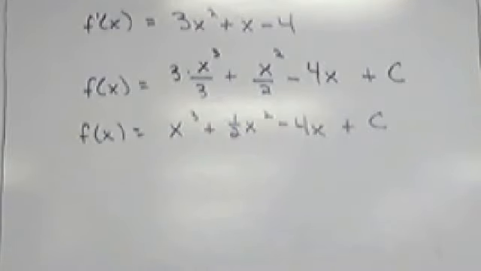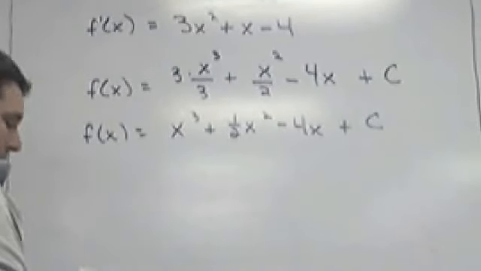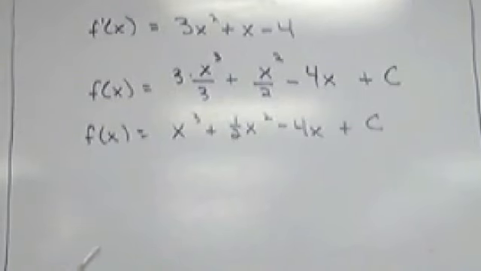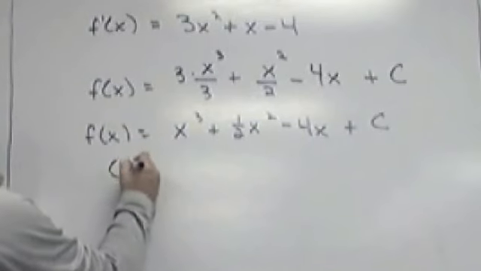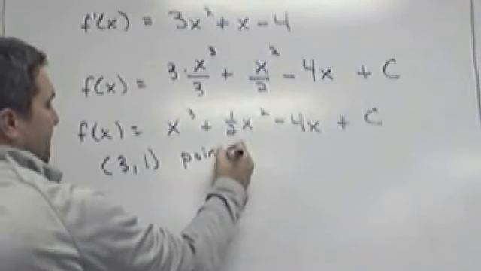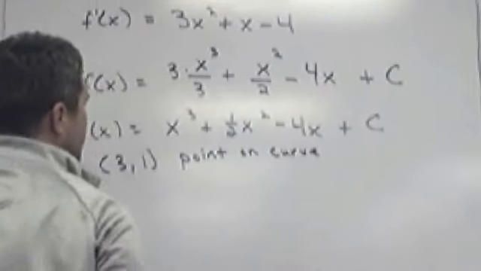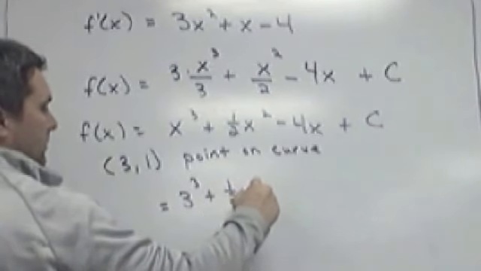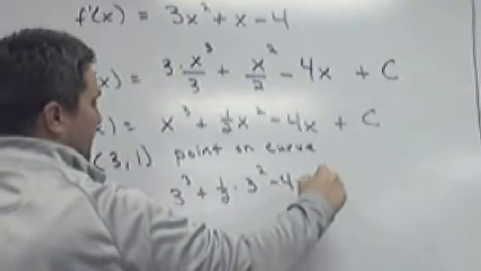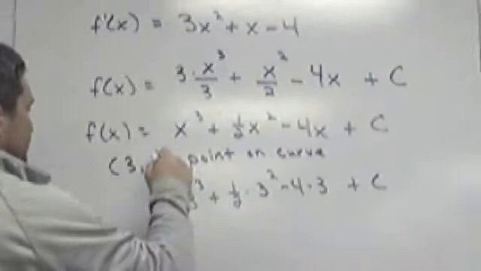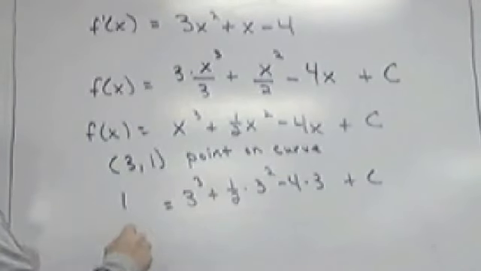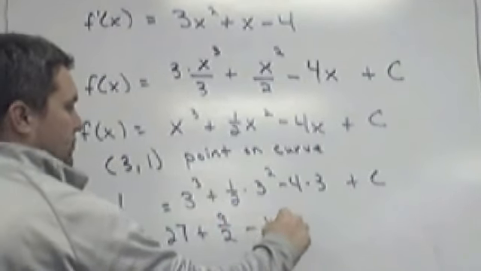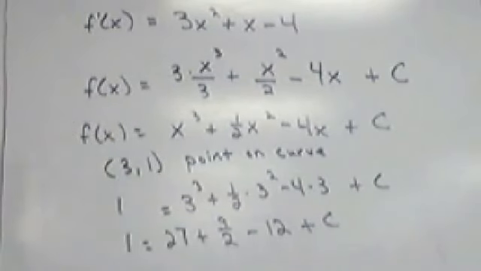All right, now let's find the particular equation, the particular solution. We have to be given a point. And it says 3, 1. 3, 1 is a point on this curve. So all that means is that when x is 3, y is 1. Okay? So 1 equals 27 plus 9/2 minus 12 plus c. All right?